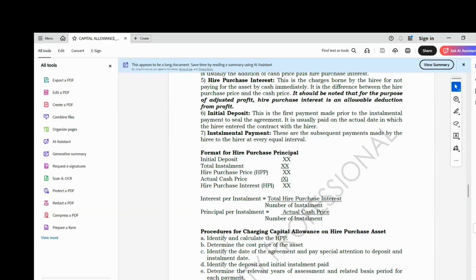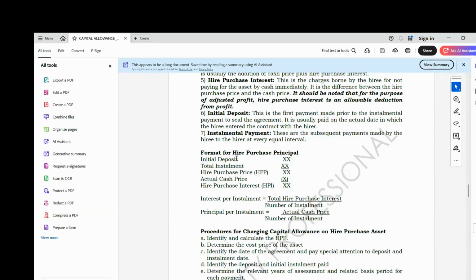Of the cash price plus the hire purchase interest. Then we have what? Hire purchase price will be what? The addition of cash price plus hire purchase interest. Or you can also determine the hire purchase price by looking at what? The initial deposit plus what?